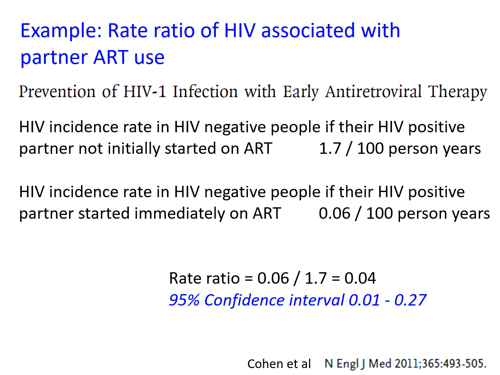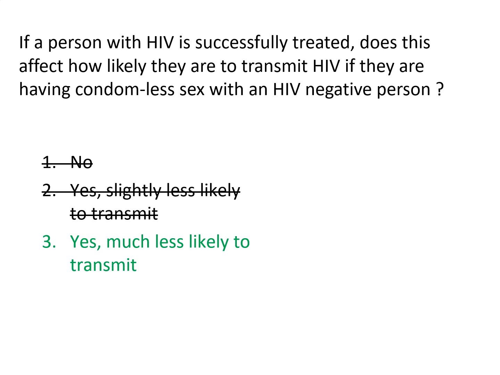And we subsequently know that if a person's on antiretroviral treatment and their HIV viral load in their plasma is below 200 copies per mil, there is no risk of passing on HIV through condomless sex. So the answer to the question, if a person with HIV is successfully treated, does this affect how likely they are to transmit HIV if they're having condomless sex with an HIV negative person? The answer is yes, much less likely to transmit.